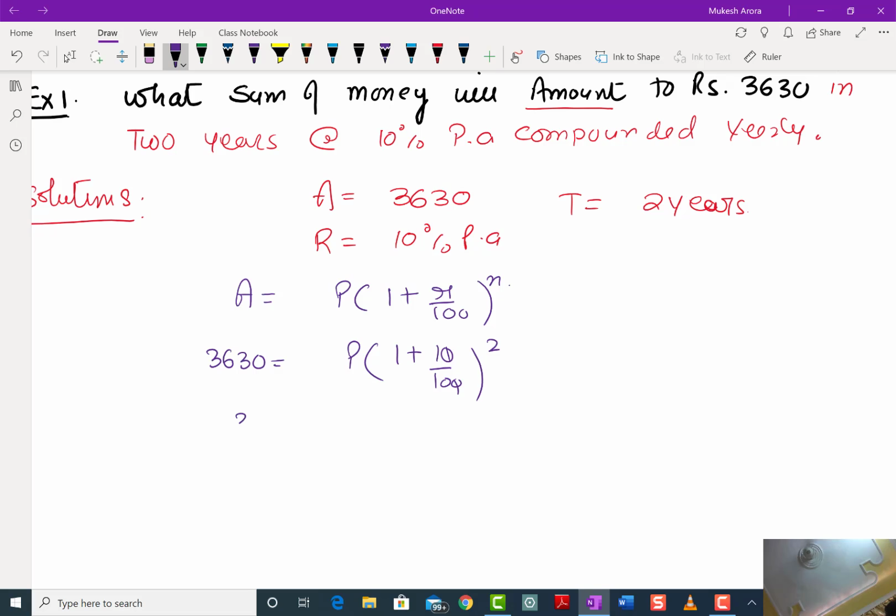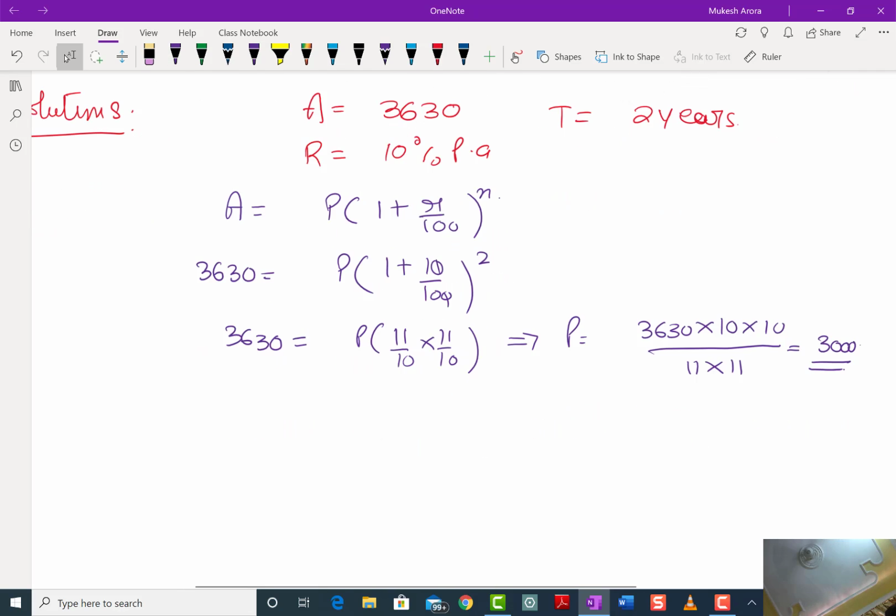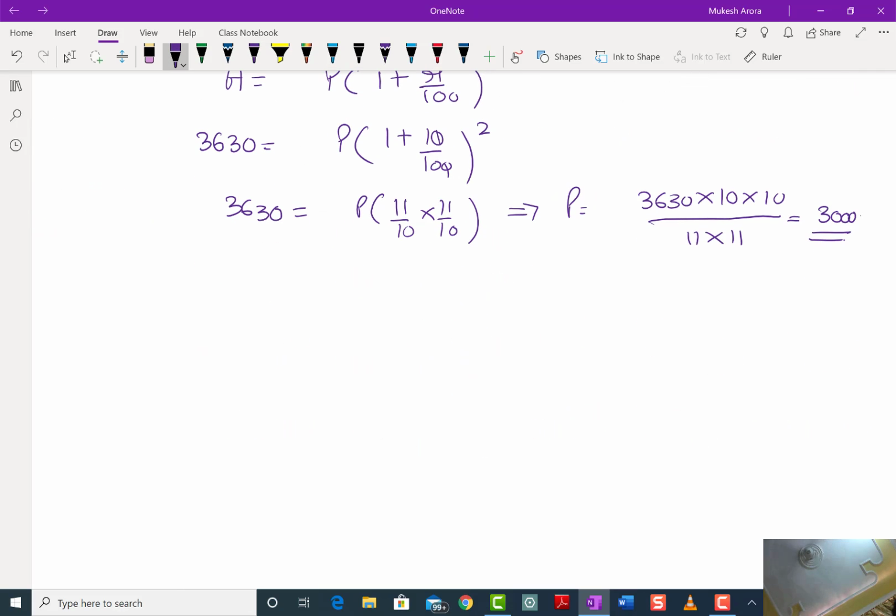This is cancelled. 3630 is equal to P into 11 by 10 into 11 by 10. So therefore P is equal to 3630 into 10 into 10 divided by 11 into 11. So the answer will be 3000. So basically we have to remember the formula and substitute the value.